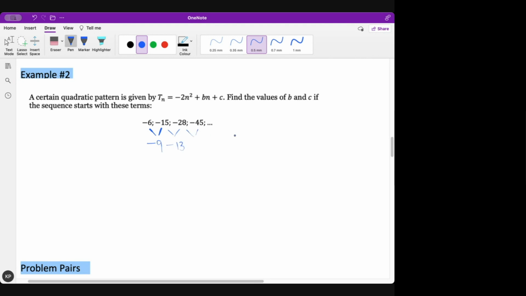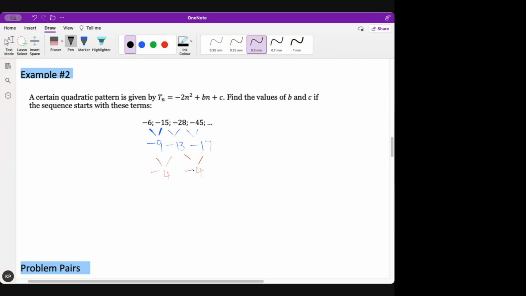And what is my third first difference? English is tapping out now. Third first difference. 17, minus 17. Great. Let's look for our second difference quickly. Our second difference, negative 9 to negative 13. That is a difference of how much? 4. Thank you. Negative 4, negative 4.